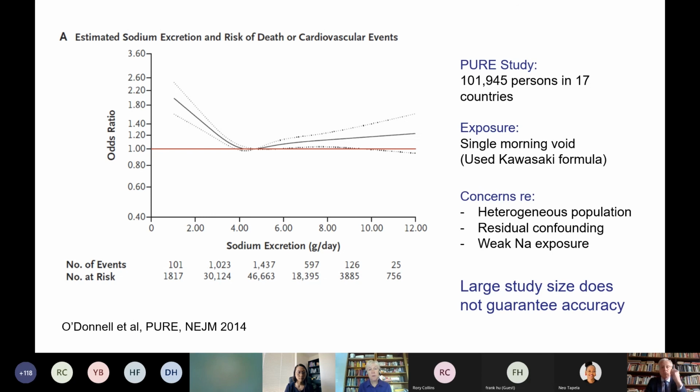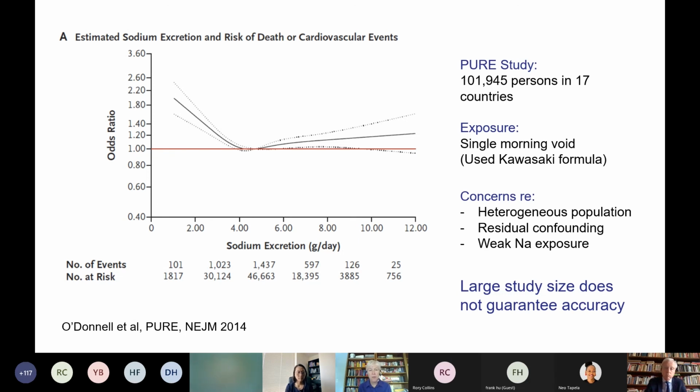Finally, I'll talk about the PURE study that had over 100,000 people in 17 countries. The exposure was a single morning void. Again, they used the Kawasaki formula to estimate a 24-hour excretion. And they found a J-shaped curve, with increased risk at the lower end of sodium, which had been found by O'Donnell et al.